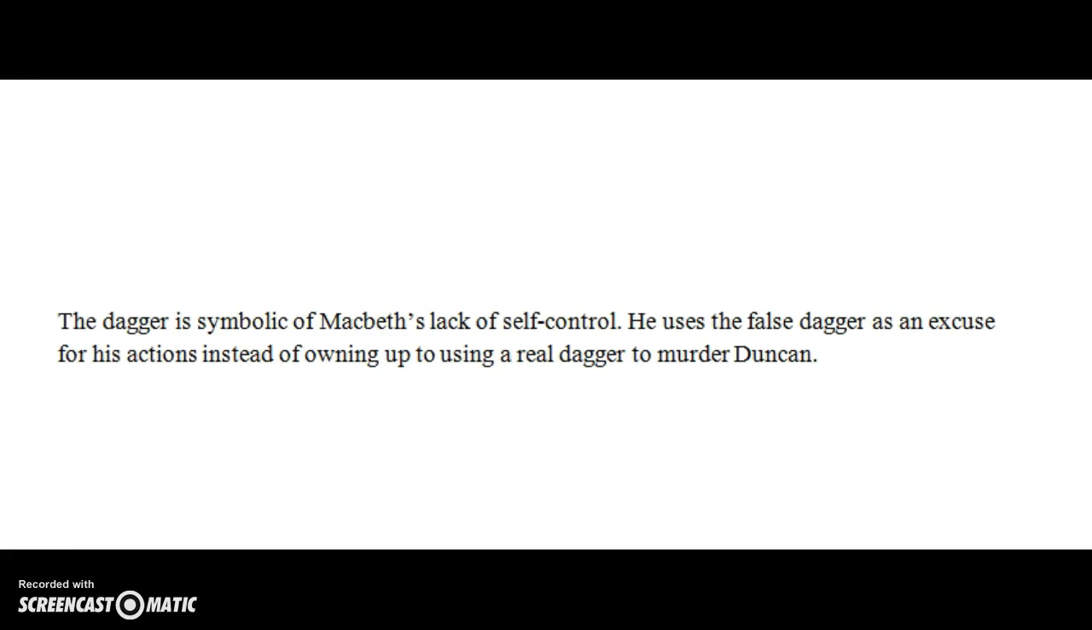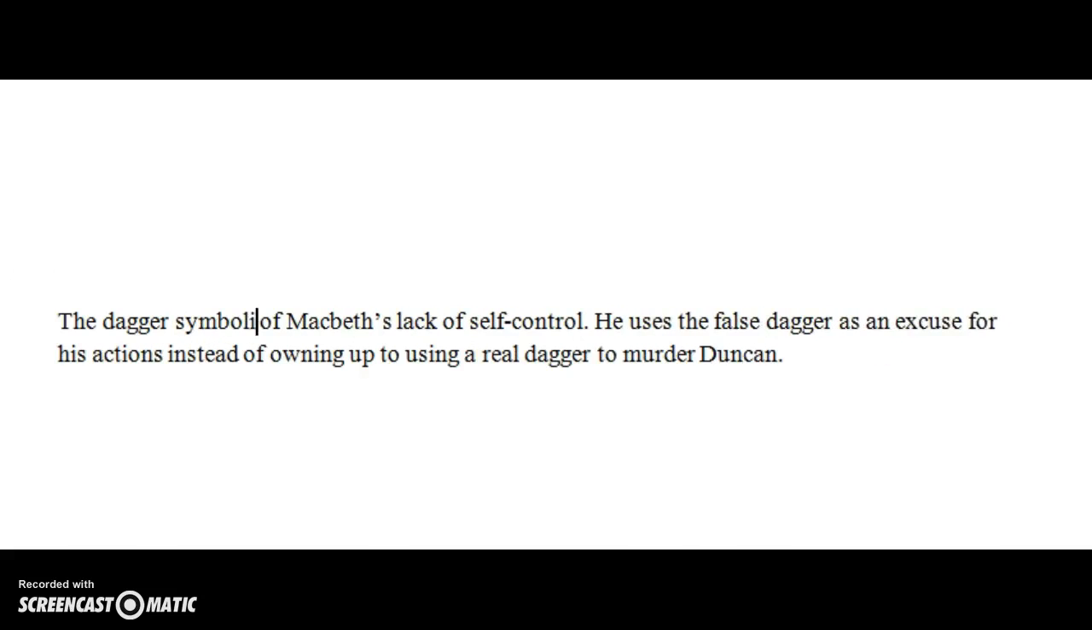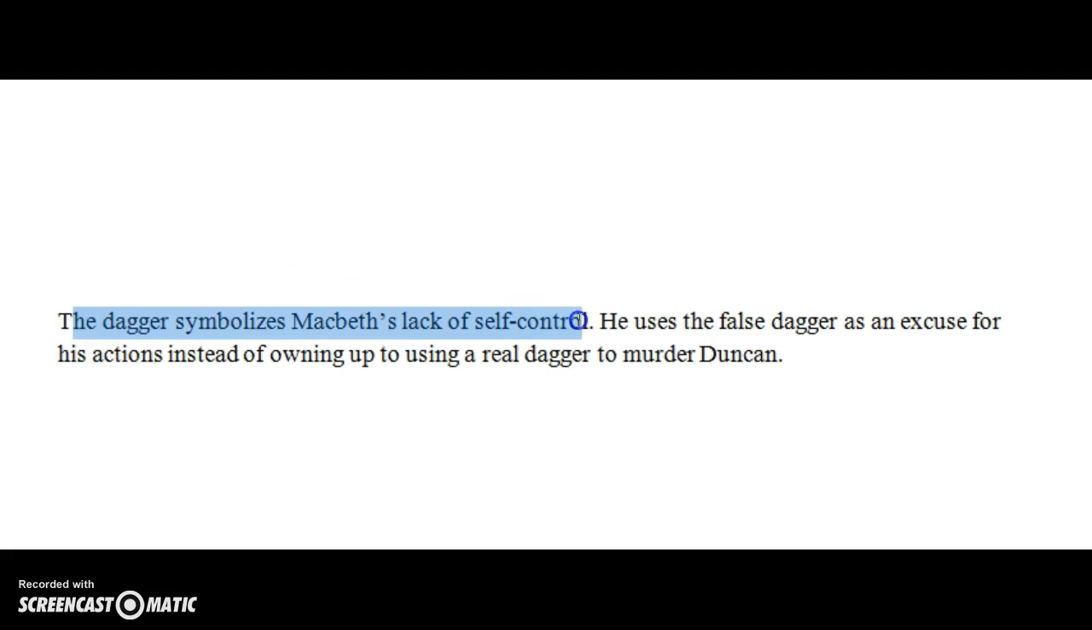This is kind of a neat one because you could take two sentences that use a lot of words to express one point, and you could fine-tune it so that you're saying more with less. Take the first sentence, for example. The dagger is symbolic of Macbeth's lack of self-control. You could say symbolizes and delete of. All of a sudden, you've taken two words out and you have this many words left.